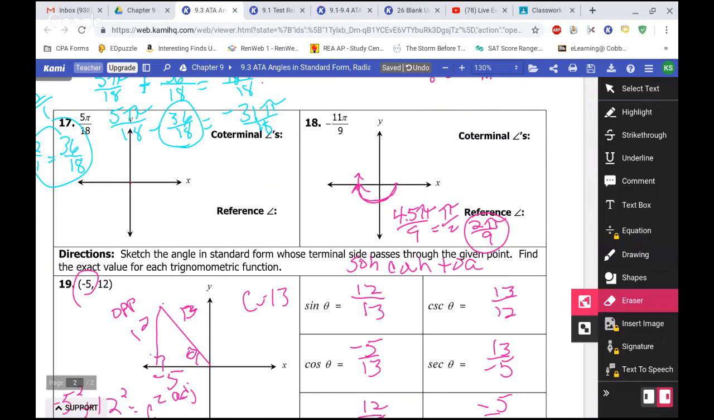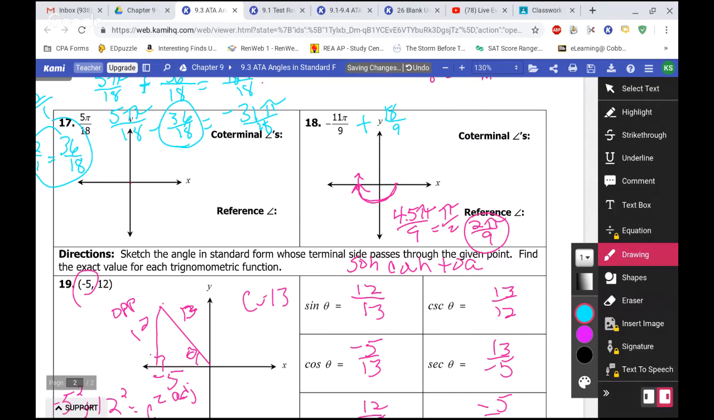But when it comes to this type of fraction, I know I've got to add 2 pi and subtract 2 pi. So I'm looking for the equivalent with 9 as the denominator, which is 18 over 9. That's the equivalent of 2 pi expressed as a fraction with 9 as the denominator. So I'm going to add 18 over 9 to -11 over 9. That's going to give me 7 pi over 9. So there's one of my coterminals. And then -29 pi over 9. Yes. Okay, I understand the coterminals. That makes so much sense. Good, it's really not that bad.